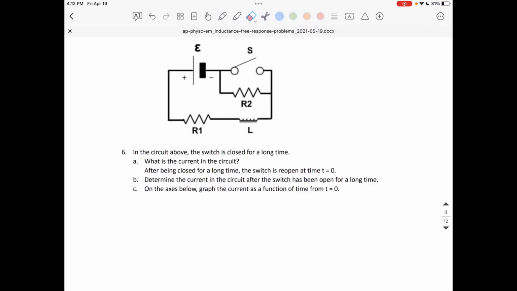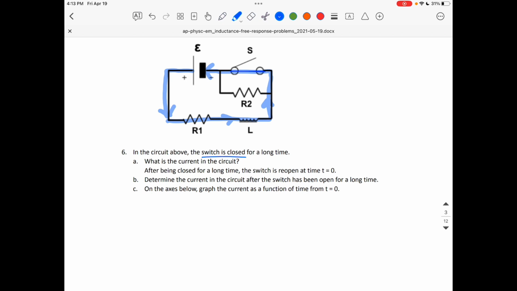Okay, so for problem number 6, we did this in class, but in case you were absent or need just another run through, we are going to start with the fact that the switch is closed for a long time. So if this switch is closed, then our current's going to start at the battery. It's going to move through resistor 1, the inductor, and then it's going to bypass resistor 2 and back into the negative side of the battery.